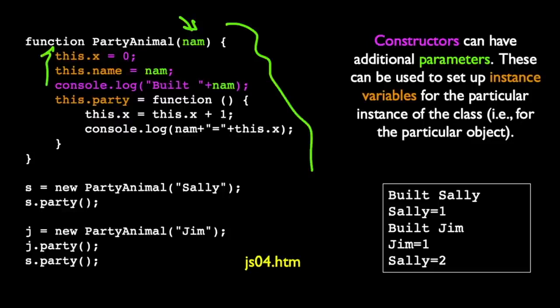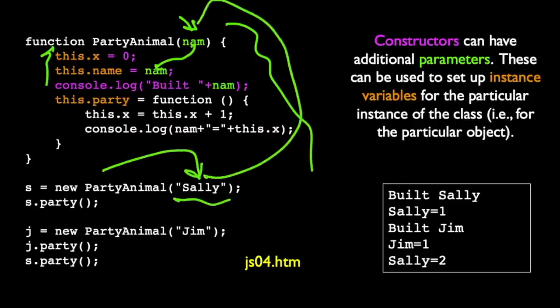And we're going to copy whatever that is. Now, where does that come from? Well, it comes from the moment of construction when we're saying, make me a new party animal. Oh, and here's a constructor parameter, so that Sally goes in as nam. So this.name equals Sally, this.x equals 0, and then this.party is exactly the same way.